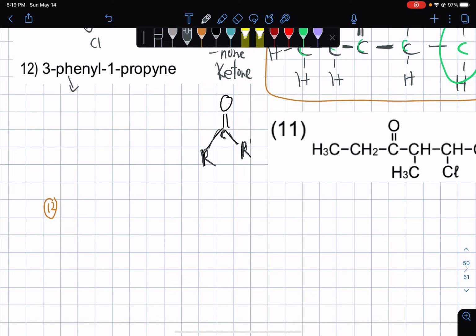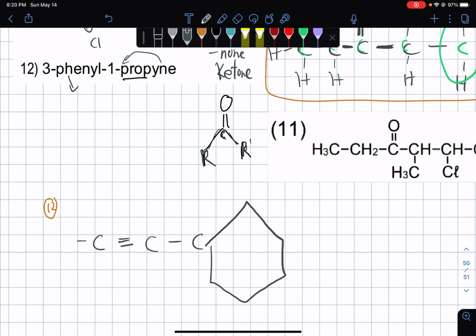So phenyl is, in other words, benzene, I think, as part of the phenyl group. And then we have prop, so that means we have 3 carbons in the parent chain. The triple bond is located in the first carbon, so 3-phenyl. Phenyl must look like this, and then benzene looking.